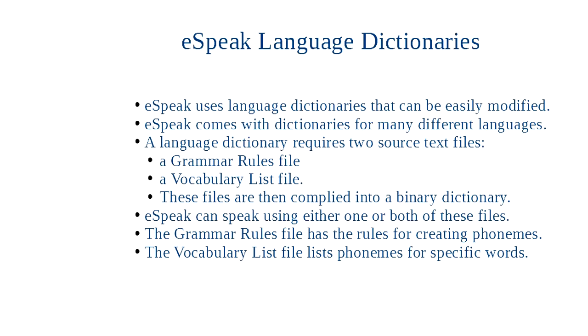The grammar rules file will allow eSpeak to create words using phonemes, just any words at all. So it can speak with just the grammar rules file. The vocabulary list file lists phonemes for specific words. So if you have certain ways that you want specific words to be pronounced, you can put them in the vocabulary list. eSpeak will look in the vocabulary list first. If it finds the word in there, it will use that. And if not, then it will go to the grammar rules and it will construct the word based on how it is spelled.